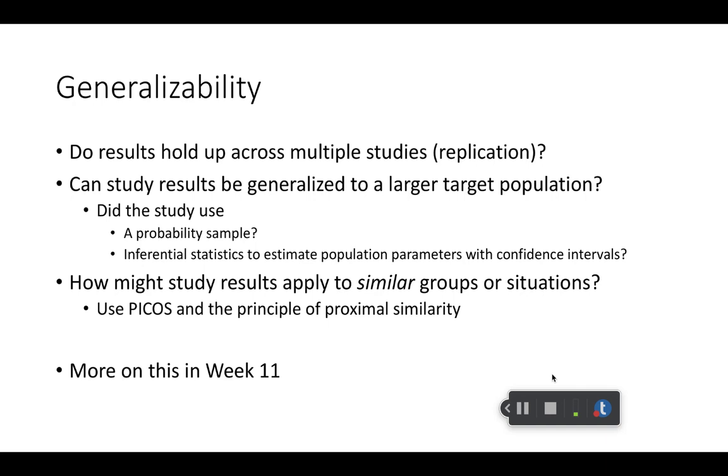Then, for all studies, we're going to ask questions about generalizability. And these questions are, do the results hold up across multiple studies, across replications? Do you think they would? Can the study results be generalized to a larger population? Did the study use a probability sample and inferential statistics to estimate population parameters with confidence intervals? We'll explain all that later. How might a study result apply to similar groups or situations? Here we use PICOS and the principle of proximal similarity, all to be covered in week 11.